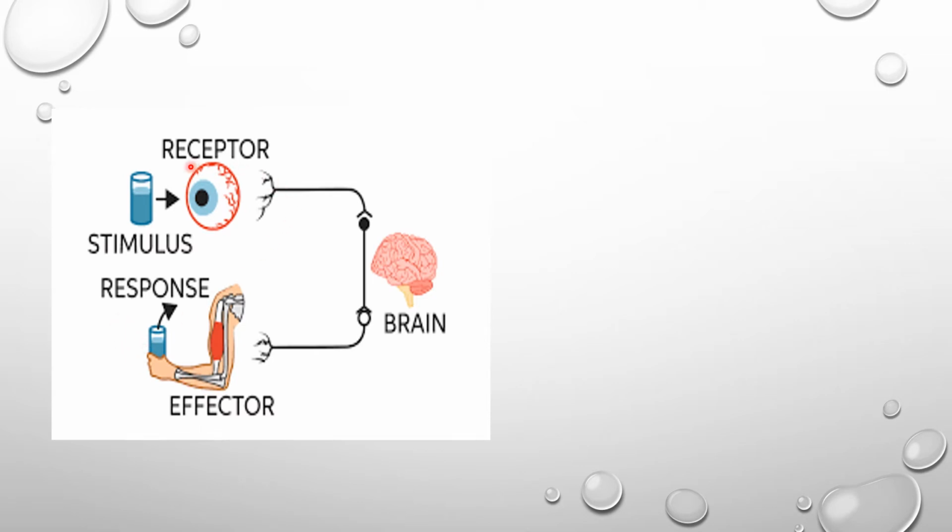So this is the mechanism of irritability and coordination. The stimulus is received by one organ, and the reaction is performed by another organ. The communication between these two organs is maintained by our nervous system. So this is called coordination, and showing a response according to that stimuli is called irritability.